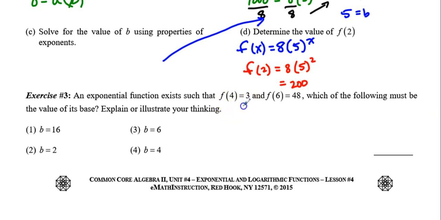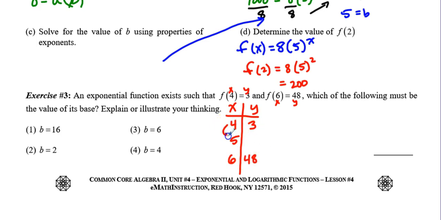Okay, so here's what I was thinking for this particular question. We have an xy table. We have a point, this is again an x and a y, and an x and a y. So we've got something like this. We've got a 4 produces a 3. We don't know what 5 does, but let's just write the x of 5. And then 6 produces a 48.